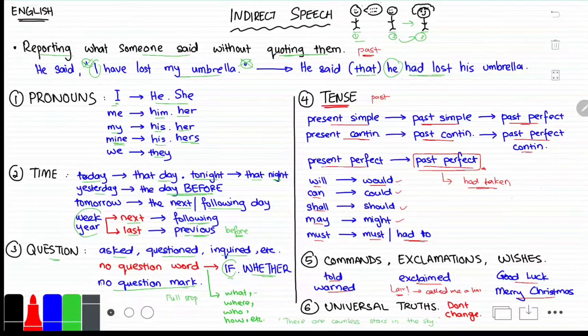There's also one thing that you have to note: universal truths. Universal truths do not change when you're changing them from direct to indirect speech. For example, if we have the sentence, "There are countless stars in the sky," and we change it to indirect speech, the sentence stays the same. It becomes "he said that there are countless stars in the sky." We do not change the tenses. We do not change the fact that there are many stars in the sky.